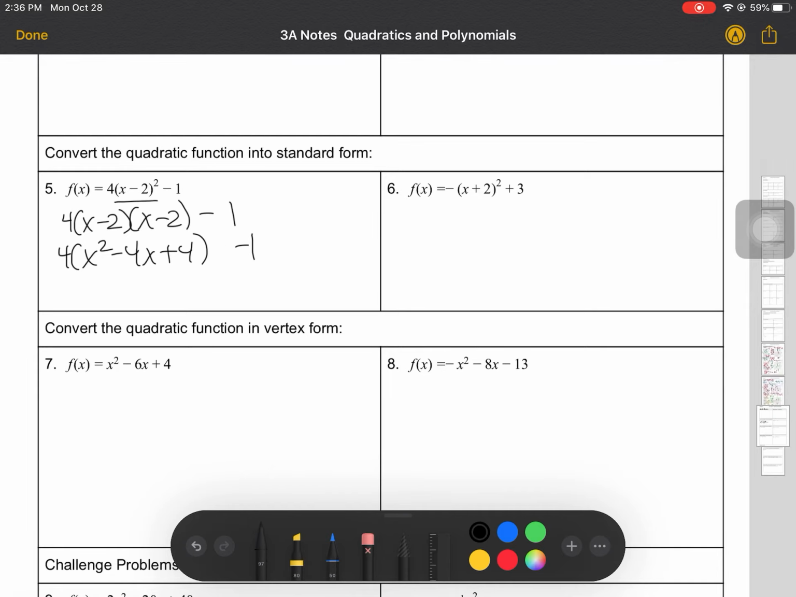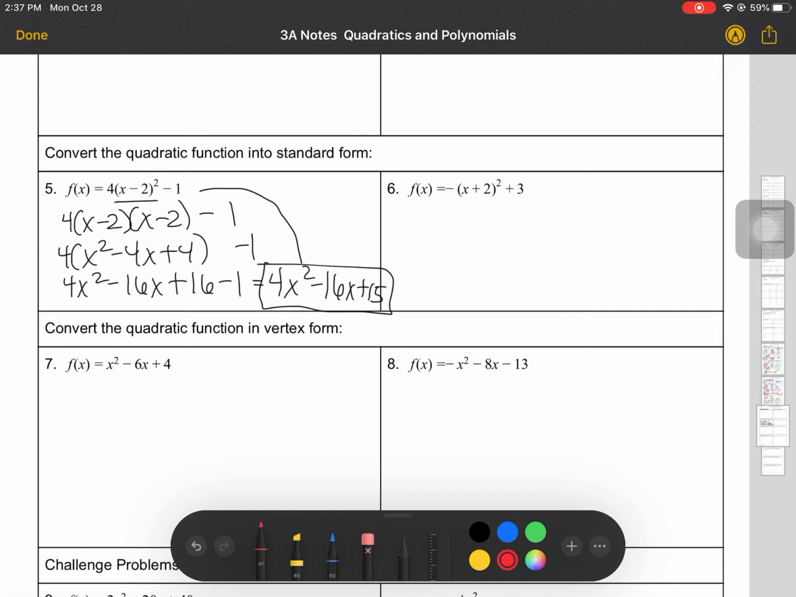Once you've FOILed your binomial, we're going to distribute the 4. So this is 4x squared minus 16x plus 16 minus 1, and then combine your like terms. So in standard form, this would be my equation. So these two will graph me identical functions, but again, depending upon how you prefer to graph, you could put it in the other form to be able to do it more easily.